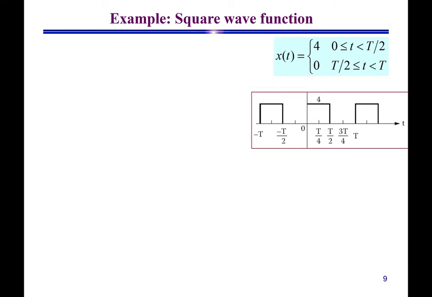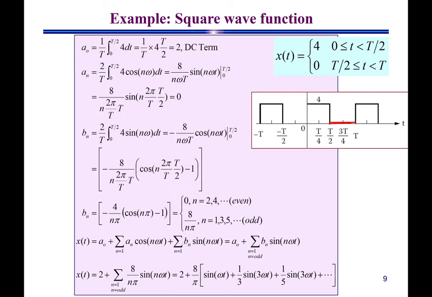Let us take this example. Over here we have this kind of function: from 0 to T over 2, it will be 4, and then from T over 2 to T the value will be 0, then it will repeat itself. And now we would like to perform the Fourier series for this function.